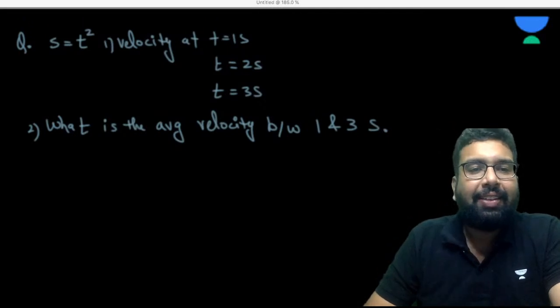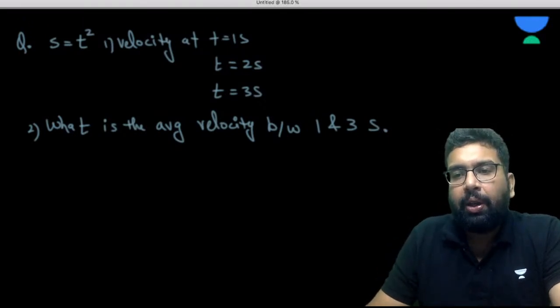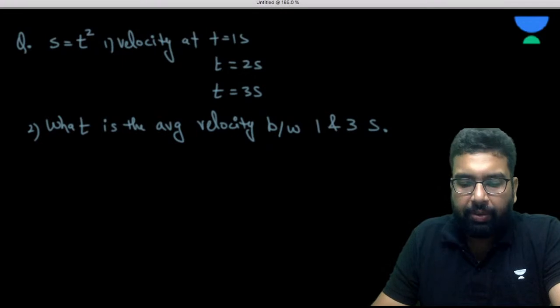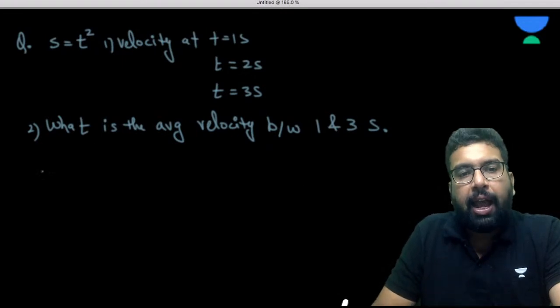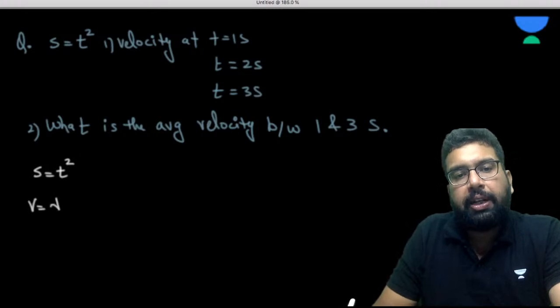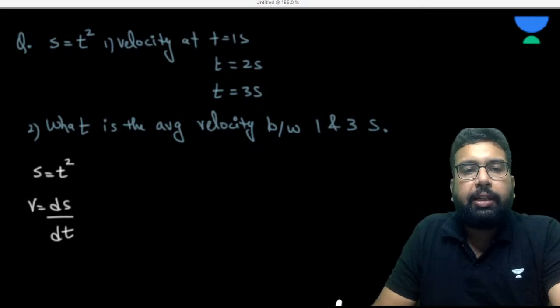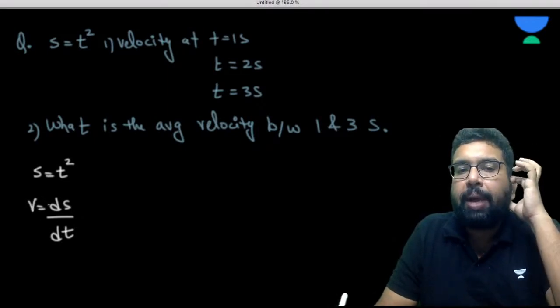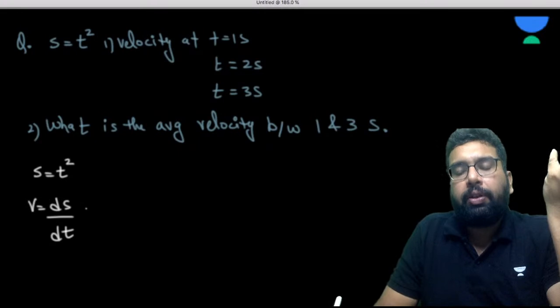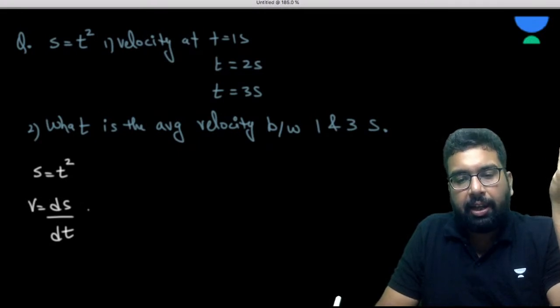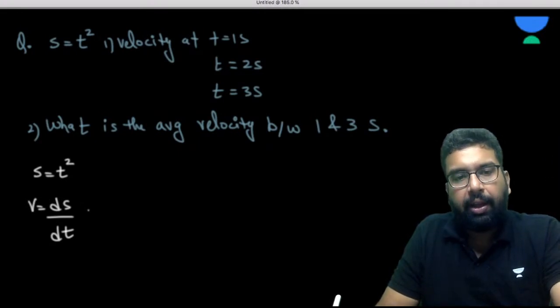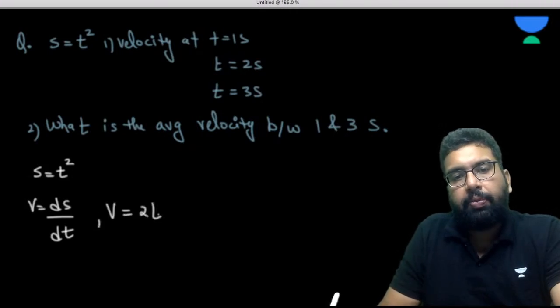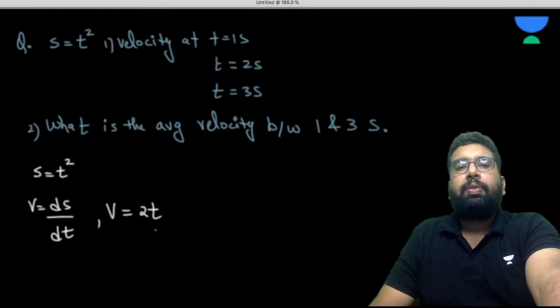Instantaneous velocity, sir, we very well know. S is equal to t square. So V is equal to ds by dt, because we just came to know that the instantaneous velocity is ds by dt. We have learned to differentiate in the last session. So it is going to be V is equal to 2 times t.